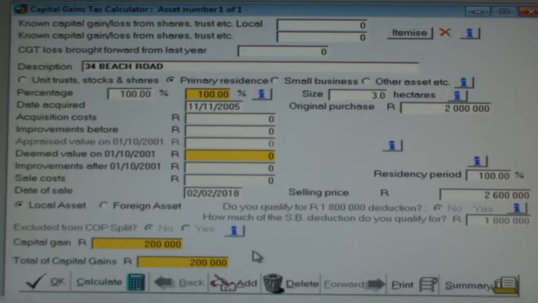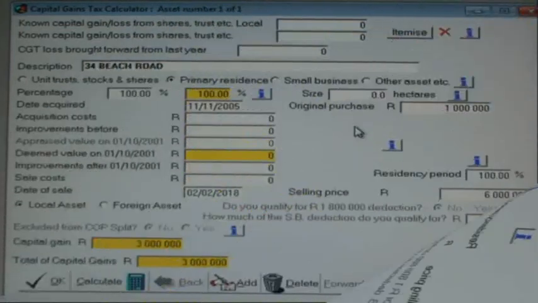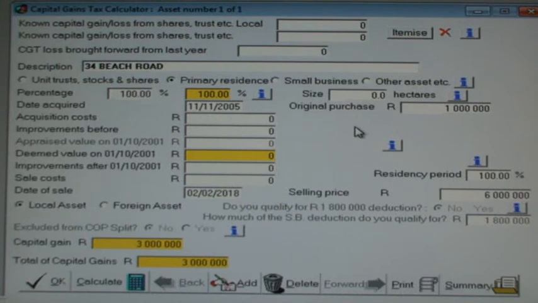Because this property was 3 hectares in size, that means 200,000 rand profit per hectare. The 2 million rand exemption applies to the profit on the first and the second hectare, but the 200,000 rand profit on the third hectare stands on its own and is liable for capital gains tax. There I've changed the original purchase price back to 1 million and I've changed the selling price back to 6 million.